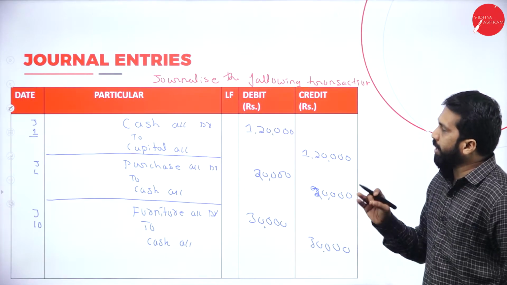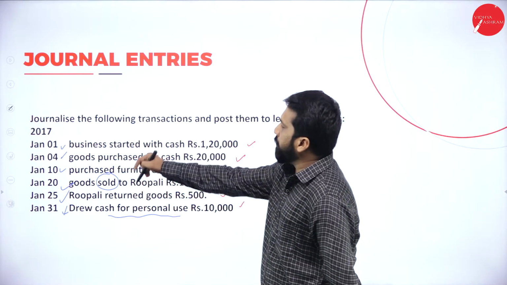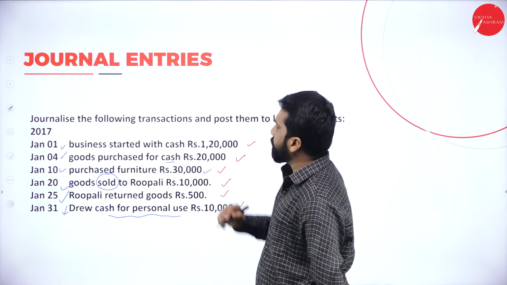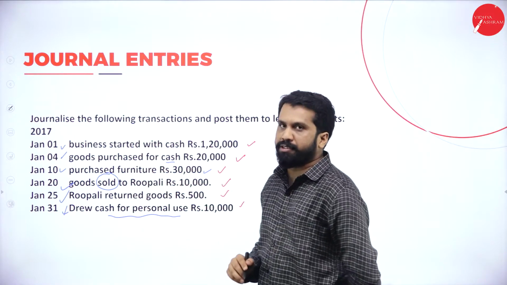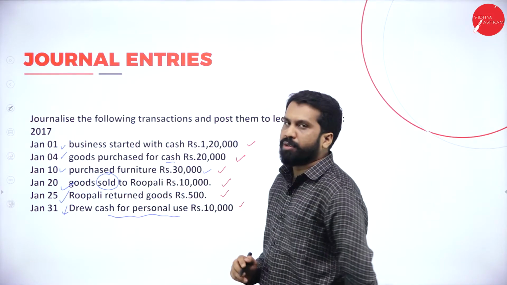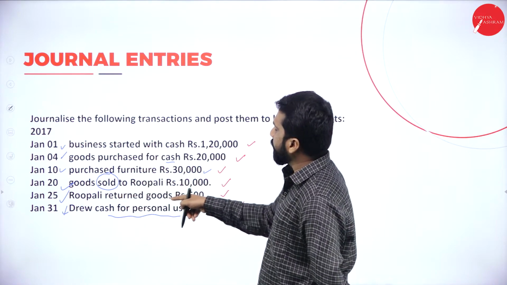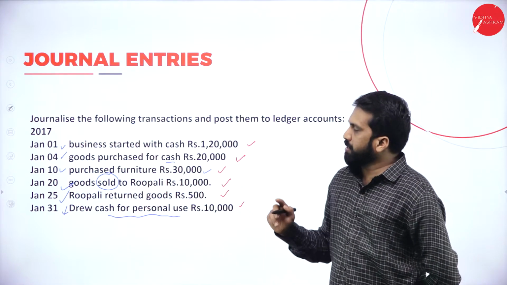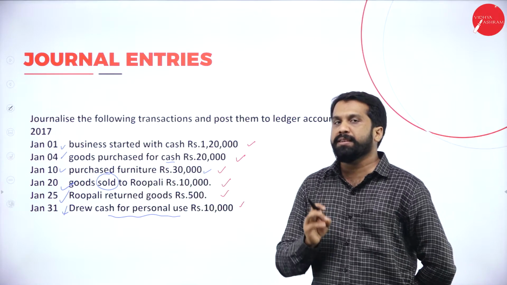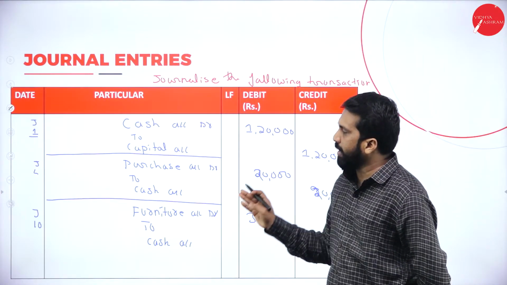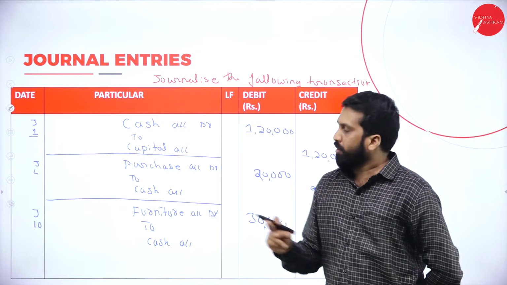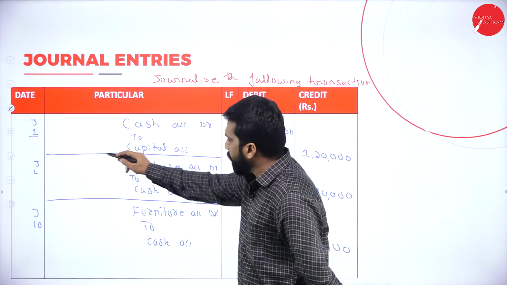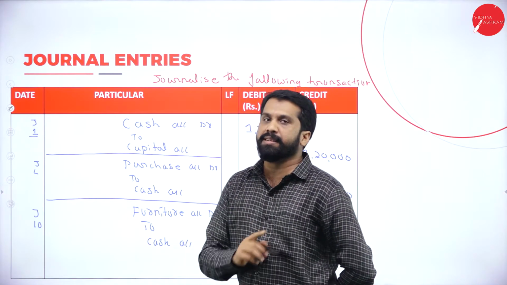Now, narrations you have to write like for the first one, being business started with cash, being goods purchased for cash, being purchased furniture, being goods sold to Rupali, being Rupali returned goods, being draw cash for personal use. So, narrations are very simple. Just you have to add a prefix of being. That's why I am not writing anywhere in your answer. But repeatedly I am telling you, narrations should be part of your answer. Every journal entry you should write your narration. That is compulsory. Clear? Yes.